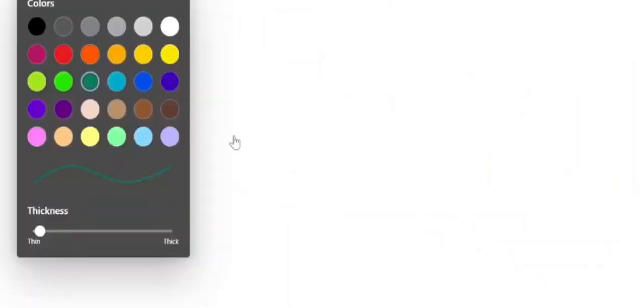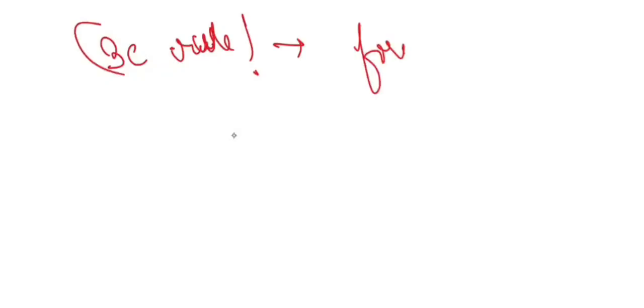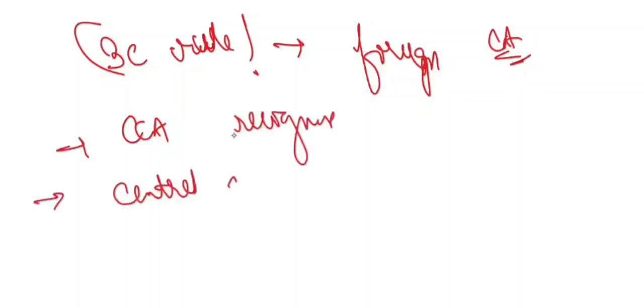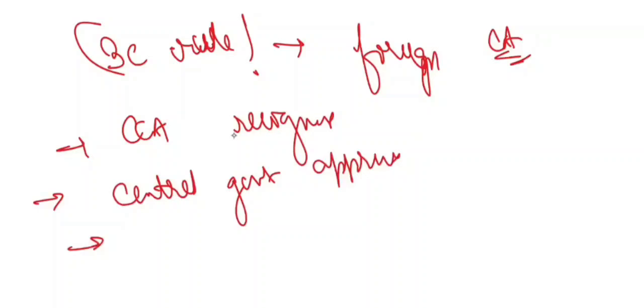You can remember it like this: 3C rule. 3C rule for whom? For a foreign CA, foreign certifying authority. First of all, the CCA will recognize it. Second, the central government will approve it. And third, the CCA can cancel.